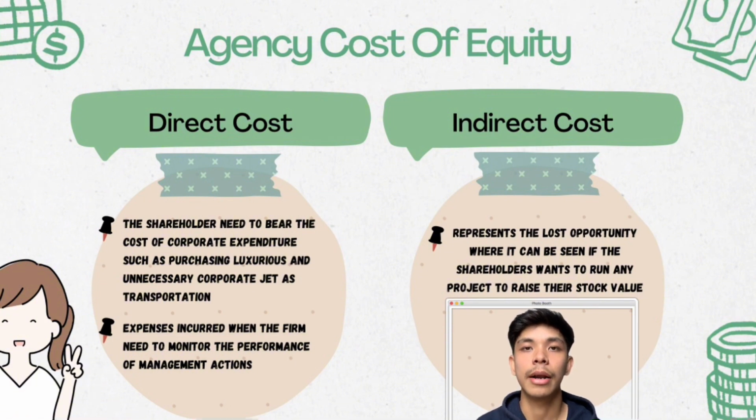Furthermore, indirect agency costs represent the lost opportunity. It can be seen if the shareholders want to run any project to raise their stock value. At the end of this topic, it can be concluded that agency costs definitely cannot be fully or completely eliminated. The incentive and monitoring techniques can actually lead to agency costs because the company still needs some additional expenses.